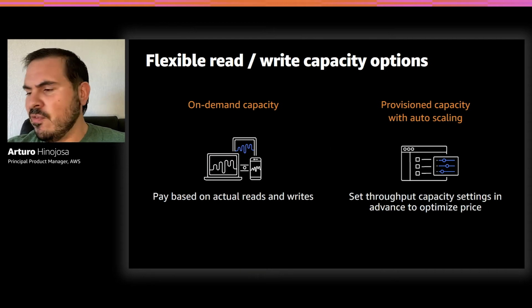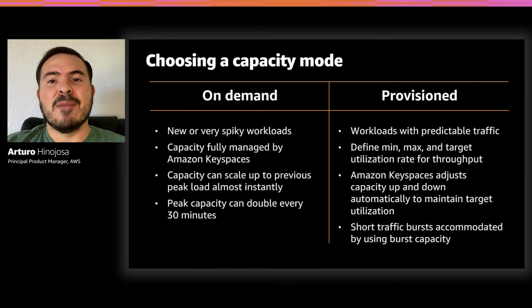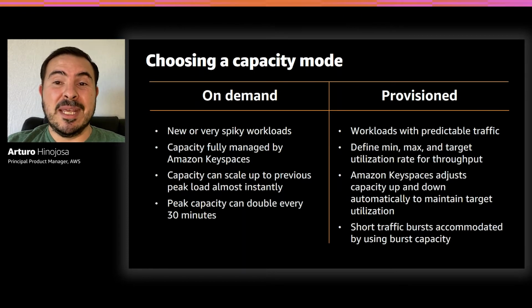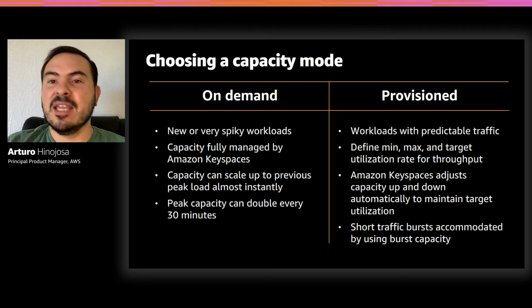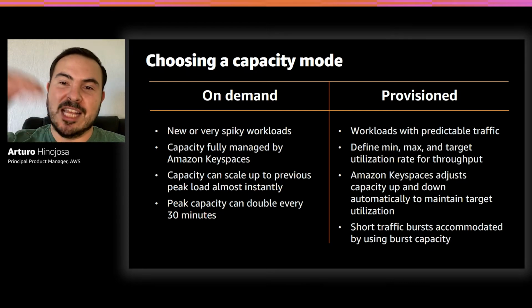So how should you choose which is right for you? Again, on demand is really good for new or very spiky workloads. Capacity is fully managed by AWS on your behalf. You can basically scale up to any previous peak capacity instantly, and you can even double your peak capacity every 30 minutes. So it's for these big events where, hey, we've got a big product launch, we don't know how much capacity to expect. You can use on-demand mode for that day because you can switch back and forth between the two once per day. But for your vanilla days where you know what your traffic's going to look like, you can say, hey, AWS, I know my upper and lower bounds are here. I want to maintain our utilization around 70%, in case I need to scale quickly or scale down.